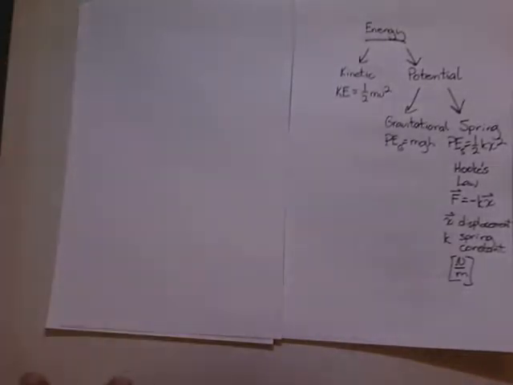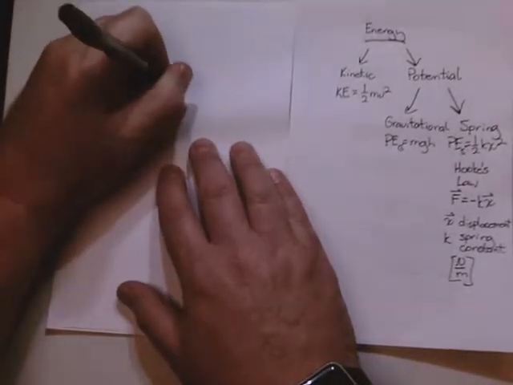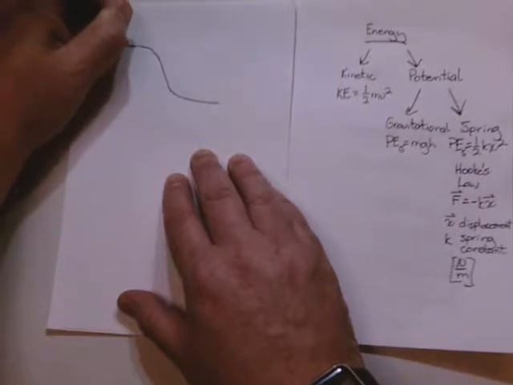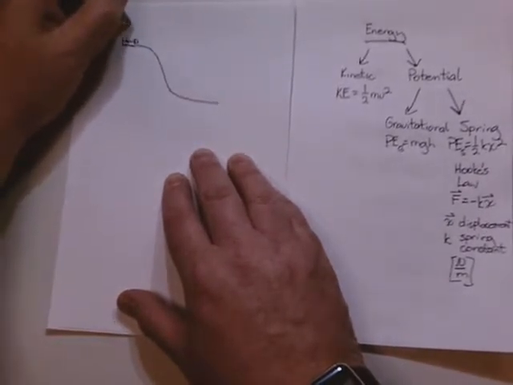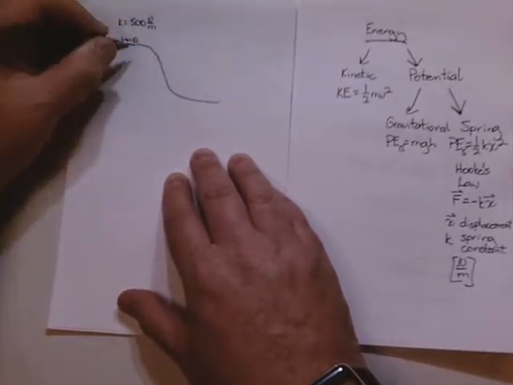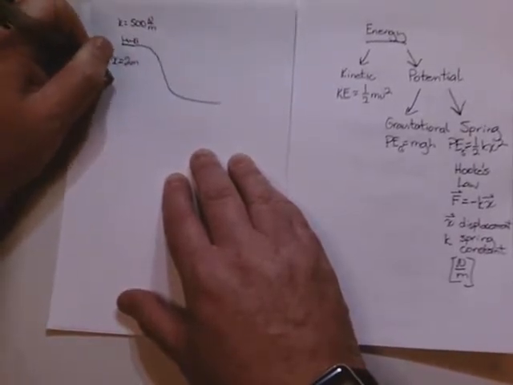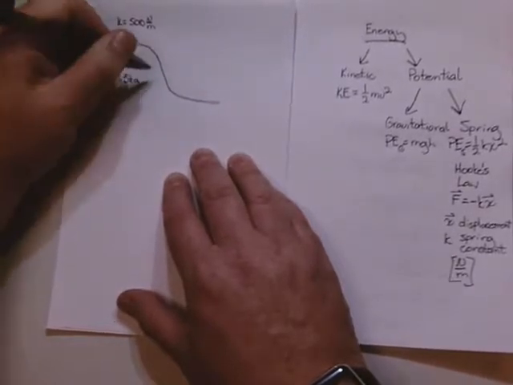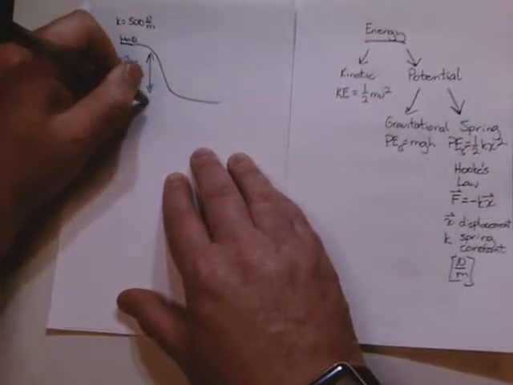All right. So for something like this, what we're going to do is at the top of the hill, there is a spring where k is equal to 500 newtons per meter, the compression distance is 2 meters, the mass of the object is 5 kilograms. The hill height is 30 meters.